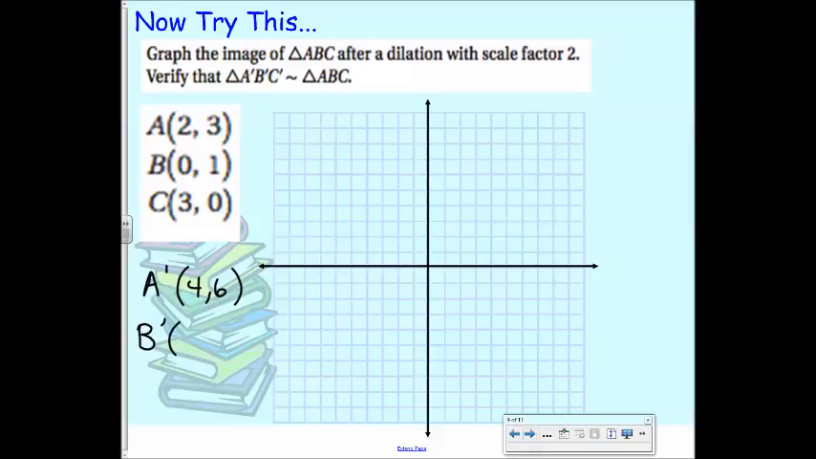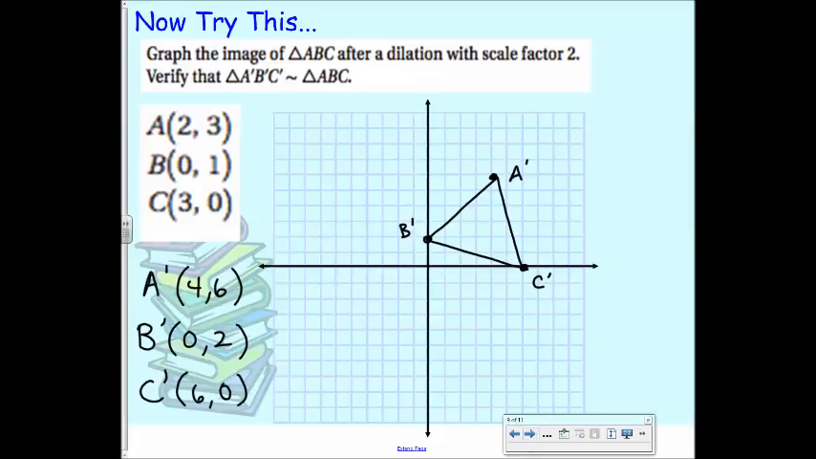So 4 comma 6. This is A prime. B prime is 0, 2. And C prime is 6, 0. Would this be an enlargement or a reduction, do you think? An enlargement? How would you prove that they're similar? The same way we just did it.